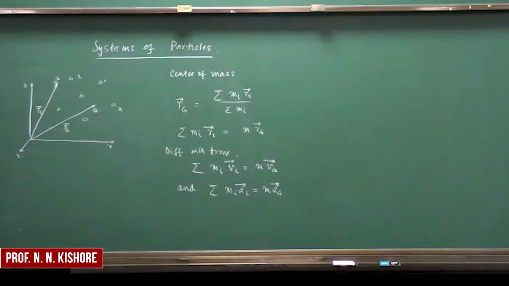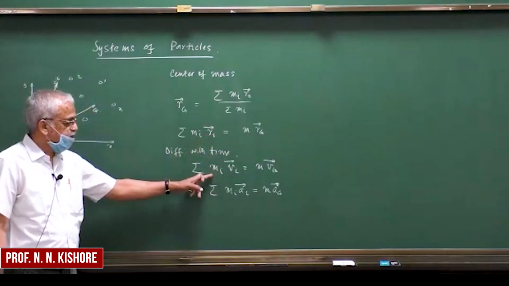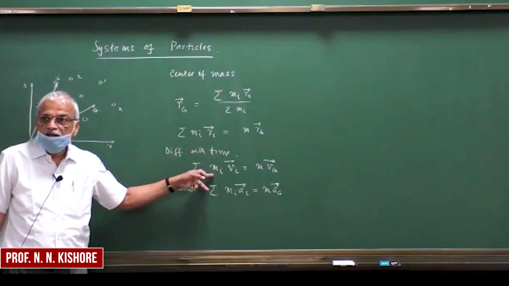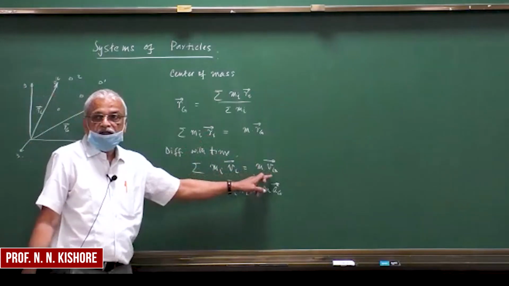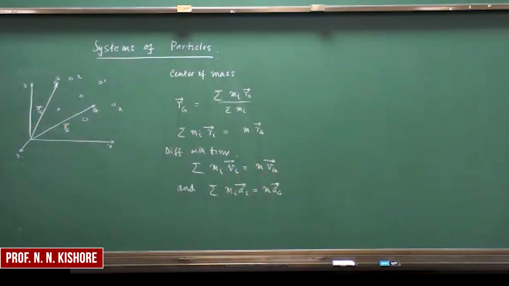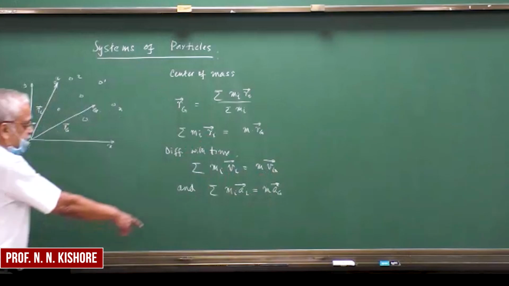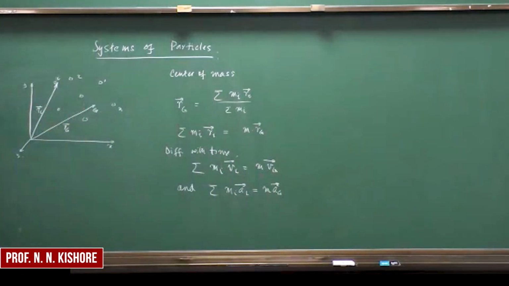These concepts are important. For example, this one is about the center of mass. This is about, say, the momentum. The linear momentum of all the particles is equal to the total mass multiplied by the velocity of G. So this is how we can combine. Similarly, the acceleration.